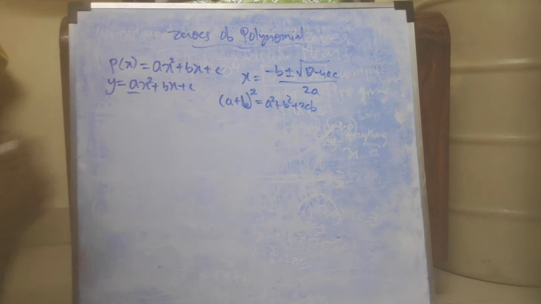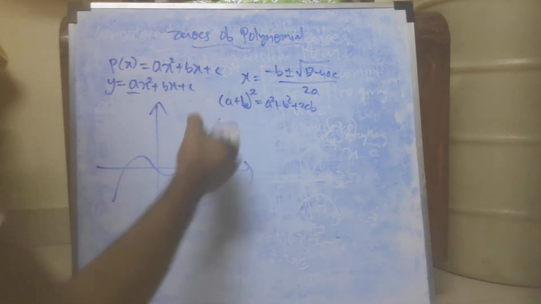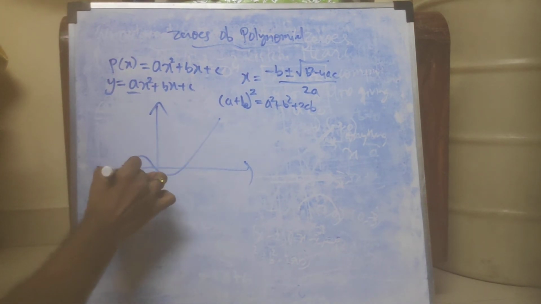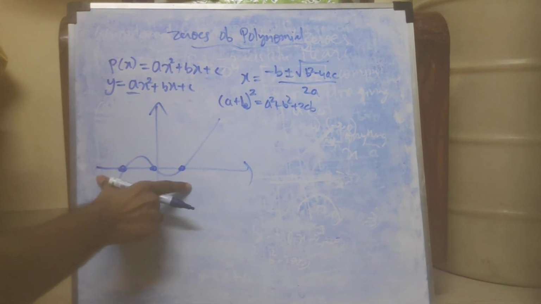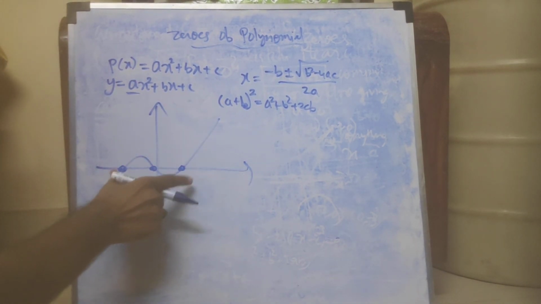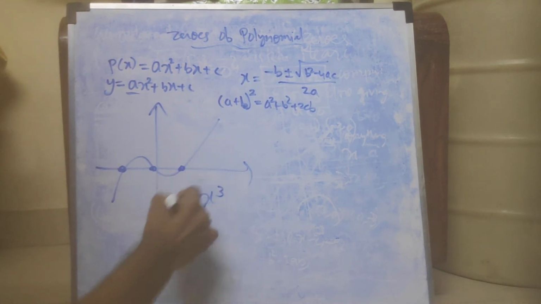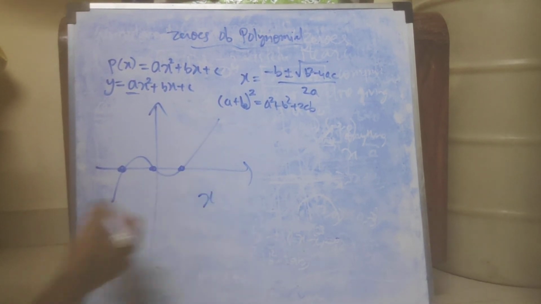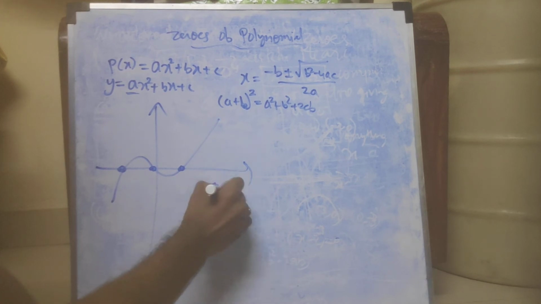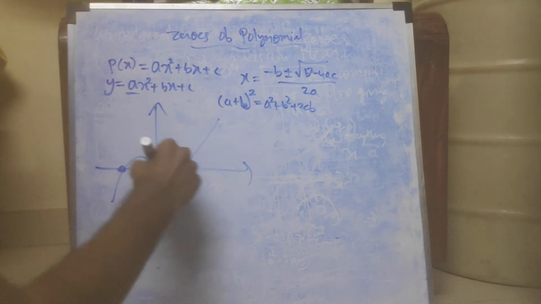Similarly, for any polynomial, now I will take a random graph of a polynomial. Say it is like this. This is perhaps a cubic one. I can assume that it is a cubic because there are 3 points where it is touching the axis. So this graph will have degree greater than or equal to 3. It should be cubic, or of more than 3 degrees. So I will consider it as x cube. So there are 3 zeros for this polynomial graph.